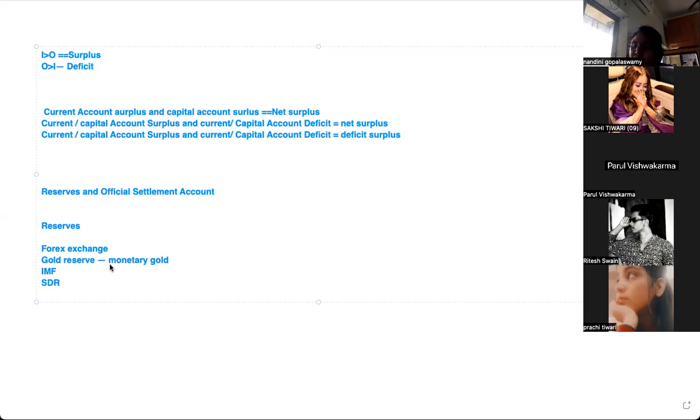So in the current account it is going to be an inflow, and in the current account it is going to be an outflow, and then in the capital account, your reserves and official settlement account, it is going to be an inflow. समझ में आ रहा है?